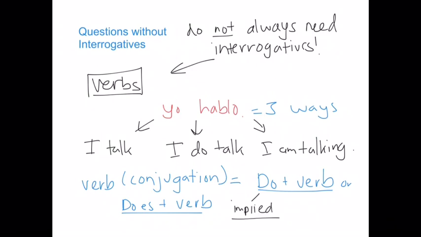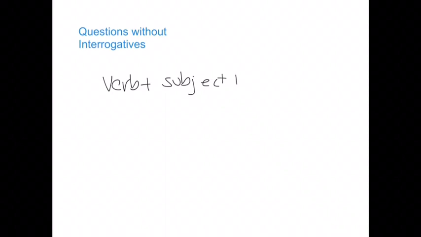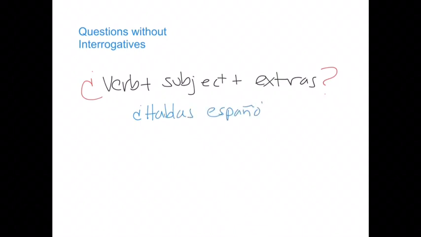It's implied. So remember, there is no actual word, do or does. It is just implied by the translation. All right, so a formula you could think about is verb, conjugated, then the subject, then any extra details when you want to write questions this way. Remember your punctuation at the start and end of your question. For instance, you might have, ¿hablas español? Do you speak Spanish?